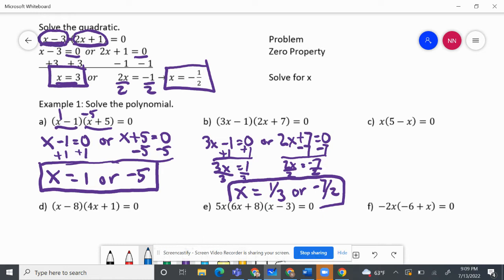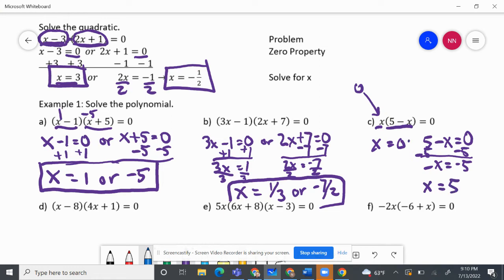For letter C, what we have is a monomial and a binomial. Monomials are really easy. We set them equal to 0, and they always equal 0. So whenever it's a monomial, it's always going to be 0. Now for the binomial, we have 5 minus x is equal to 0. We first subtract the 5, and we get negative x is equal to negative 5. So that means that x is equal to 5. And of course, as we stated earlier, 0 would be our other answer.